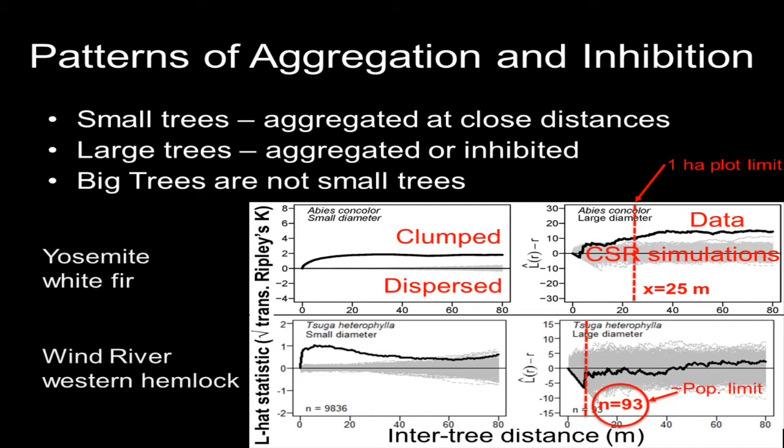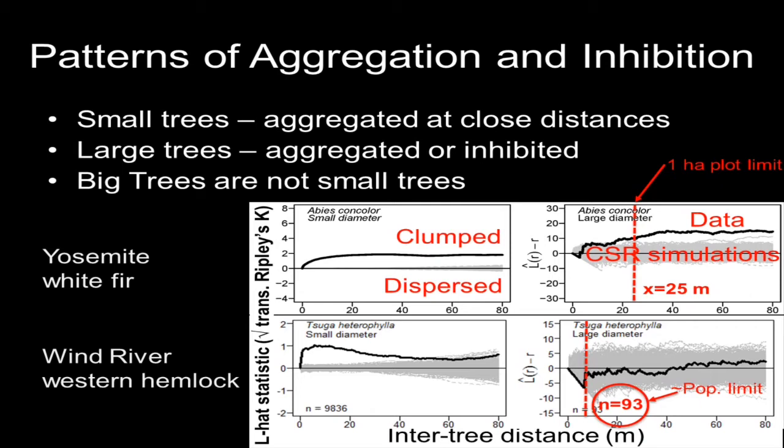And here are the shade-tolerant trees for both Yosemite and Wind River. And perhaps to no one's surprise, small trees are clumped at very small spatial scales. The inter-tree distance is shown here on the x-axis. So we have clumping of the shade-tolerant trees, the small shade-tolerant trees in these plots.